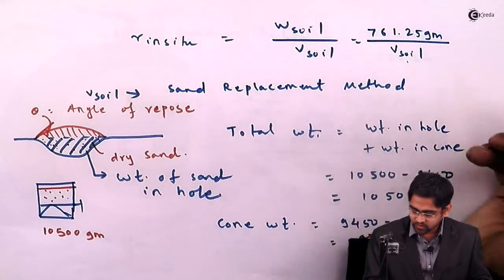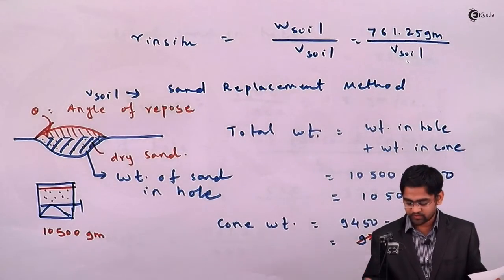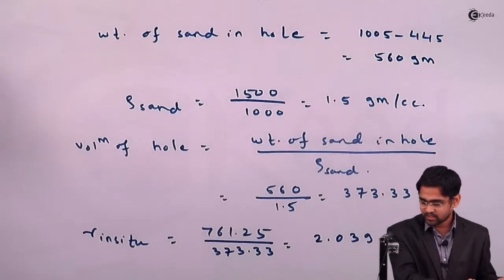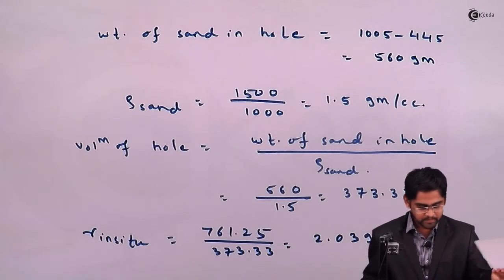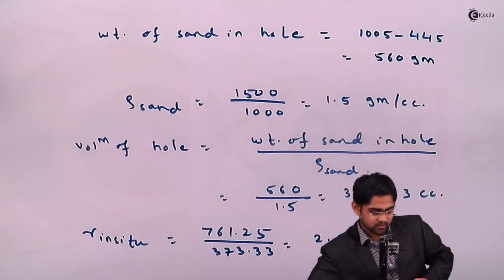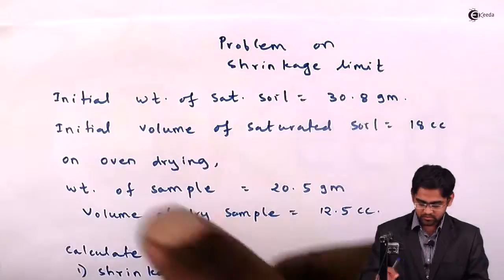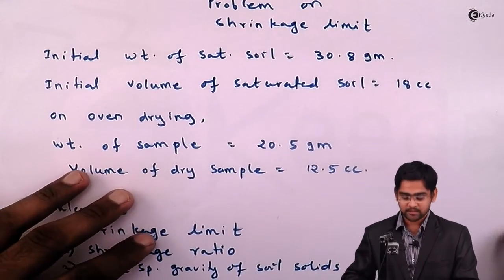So the volume of a soil is indirectly measured by the sand. You just need to do some of the calculation and you will get the same answer. So that's all about the problem. The next problem is based on the shrinkage limit test. The problem statement is like this.